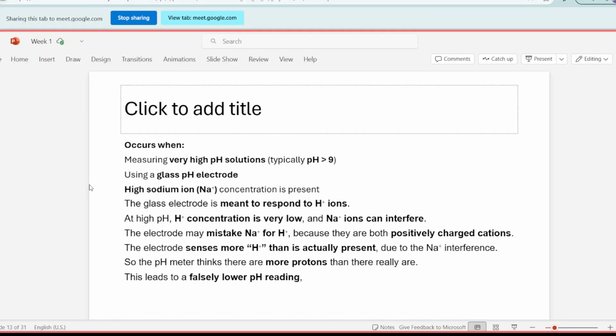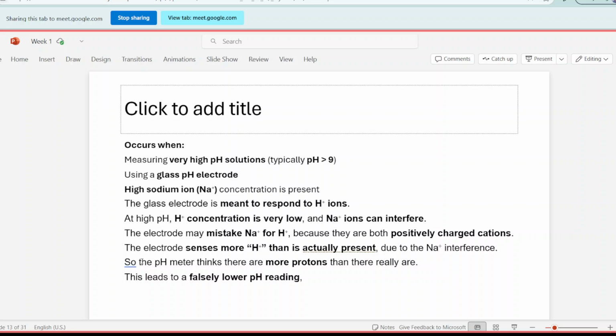And once you introduce sodium ions, like you had mentioned, the glass electrode would mistake sodium for hydrogen. You can try to associate this based on the valence electrons between sodium and hydrogen. 2, 8, 1 is the electronic configuration for sodium, and for hydrogen it's just 1. So it could very well be because of this one valence electron that your electrode mistakes sodium for hydrogen. So there are two reasons: one is concentration, and the other is the valency of the element itself.